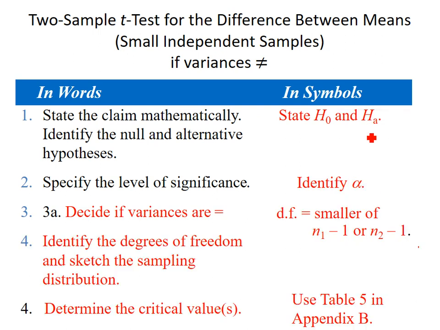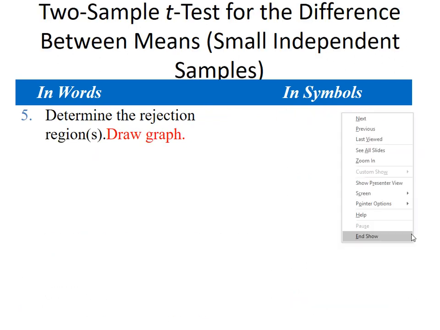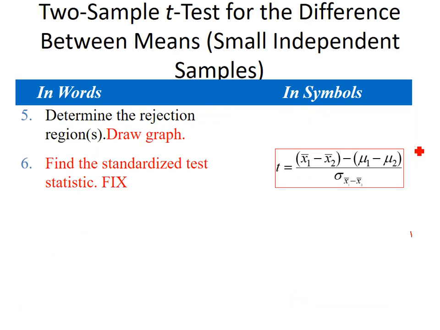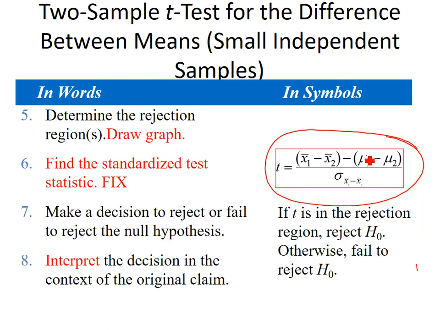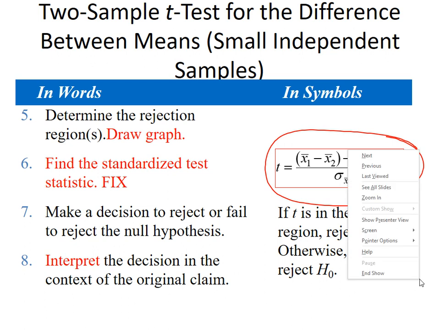If the variances are not equal, same setup, the only difference is you find your DF different and you find the T value different. All right, the formula for this is different. I'm not going to sit here and have you write all that down. It's same setup, just those two things. So you have to know right away, variance is equal, variance is not equal. And they'll tell you that in the problem.